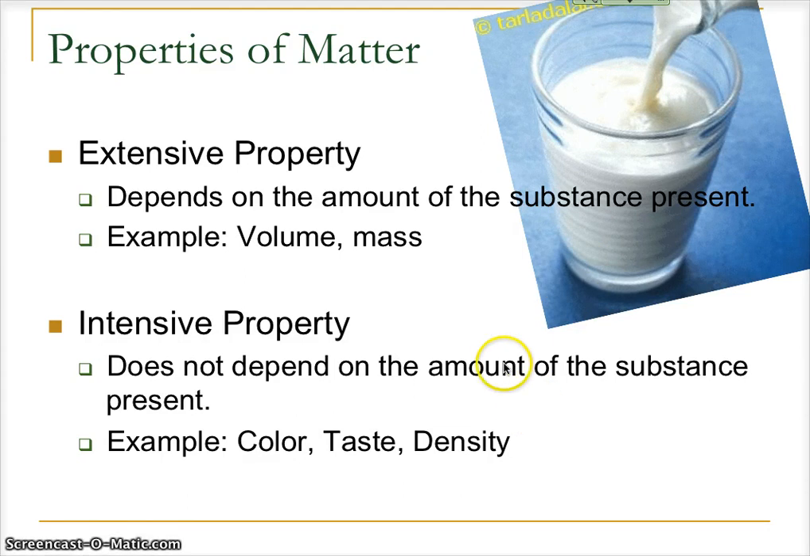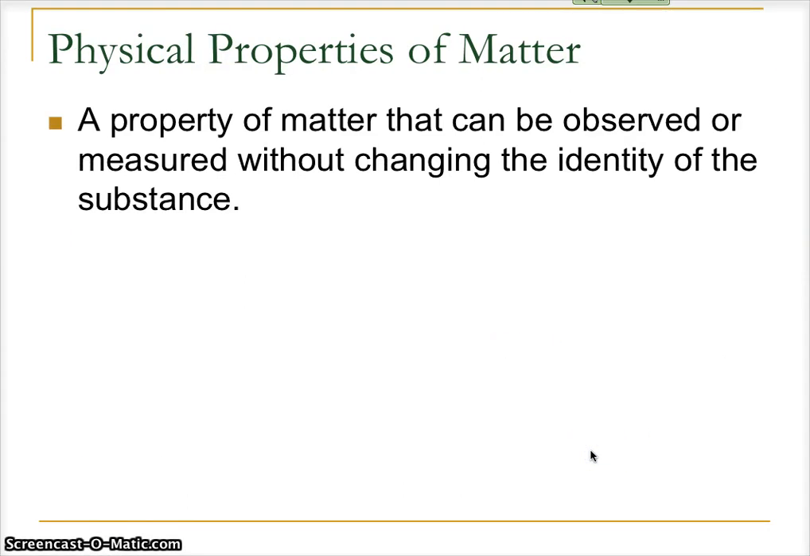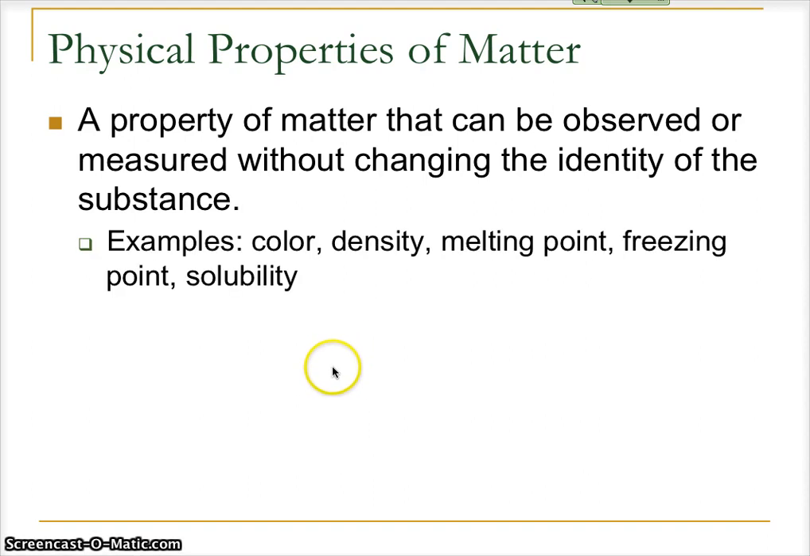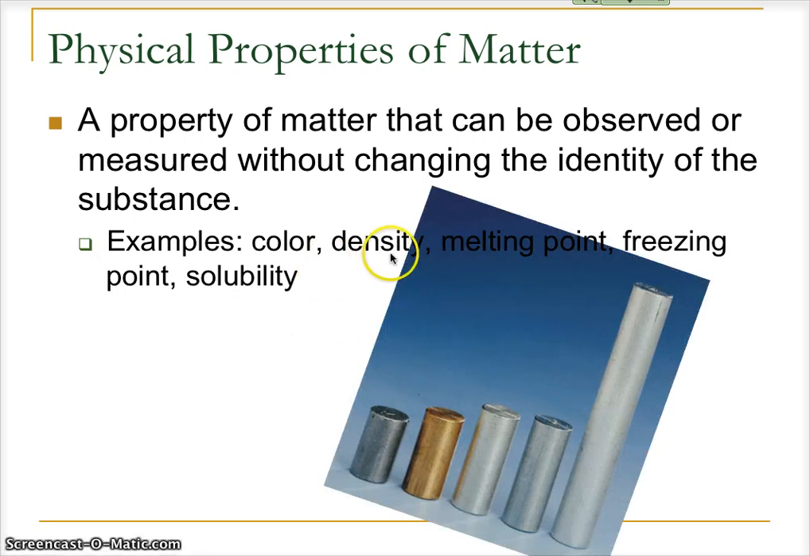Physical properties of matter. Let's talk about that. You should know this. My fifth grade daughter came home learning this word the other day out of her science class. A physical property is a property of matter that can be observed or measured without changing the identity of the substance. And so that's the key here. We're not going to change the identity. The identity is constant. Something that we can observe or measure. Typically, you use your five senses to observe physical properties of matter. And so examples of physical properties are color, density, melting point, freezing point, solubility.